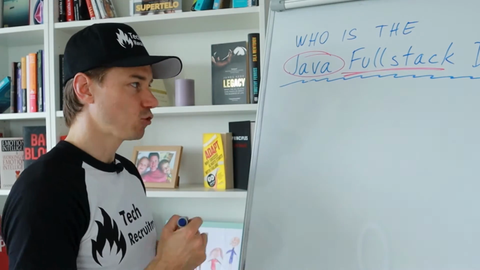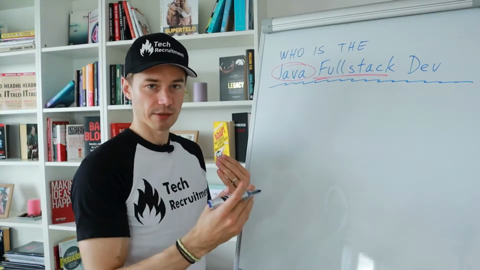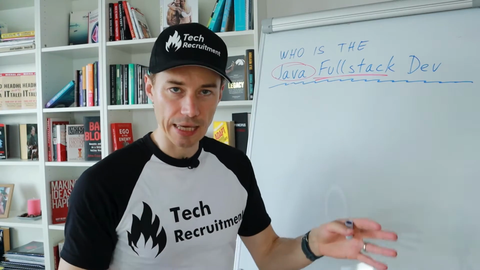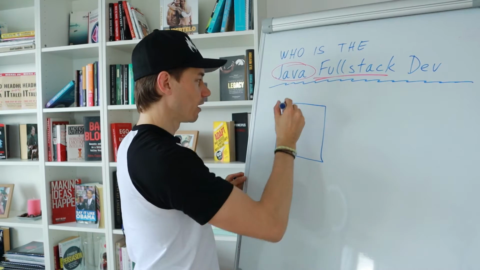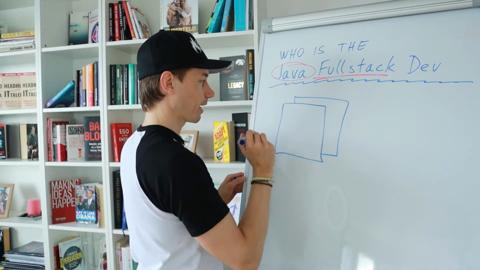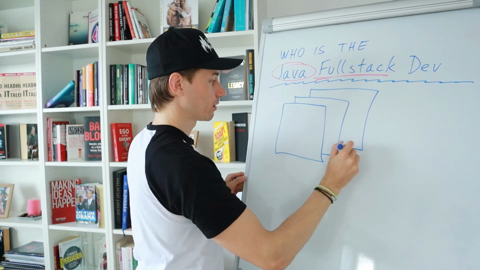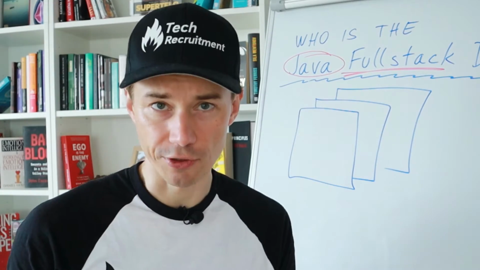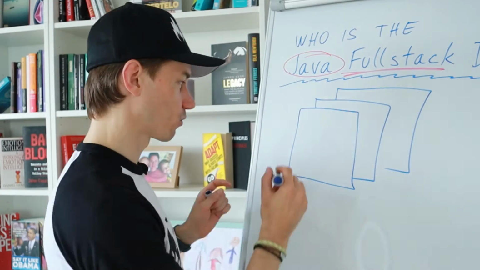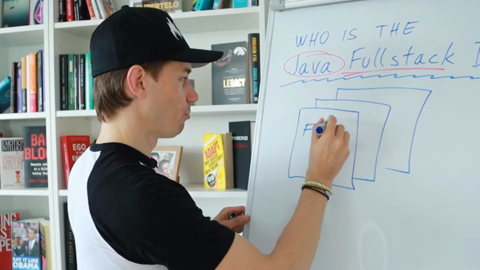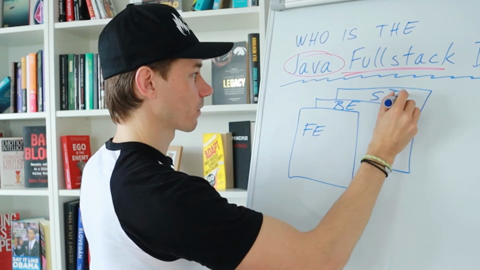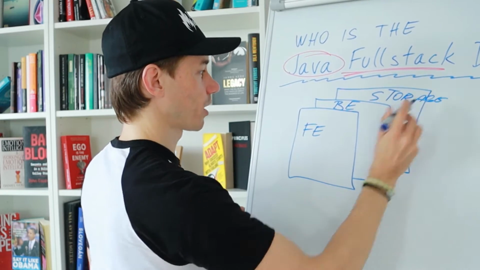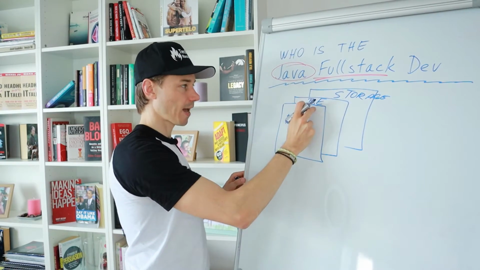So first I need to explain what are the 3 basic IT layers in IT. Okay, so the first one is front end, the second one is backend, and the third one is called storage. So that's the database. Okay, so front end, backend, and storage. I'll just type it here. Okay, front end, back end, storage.